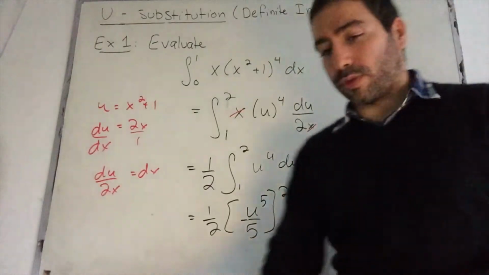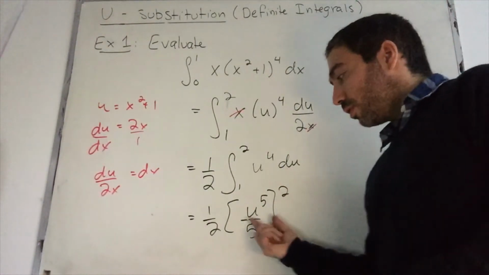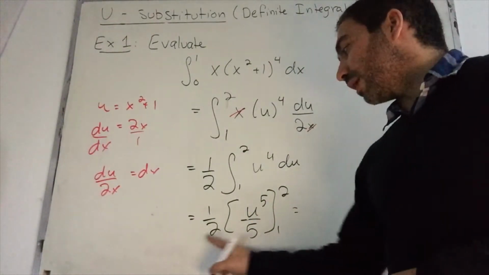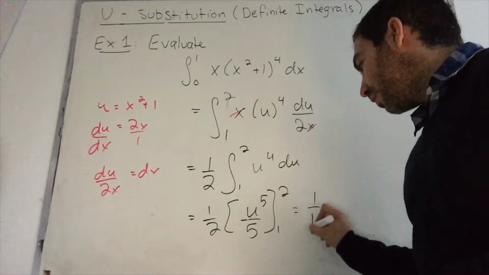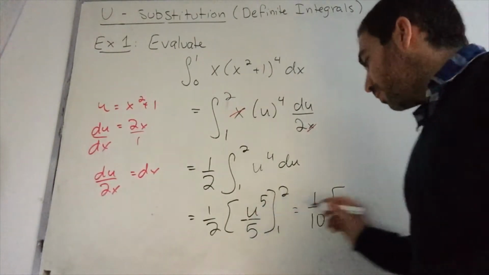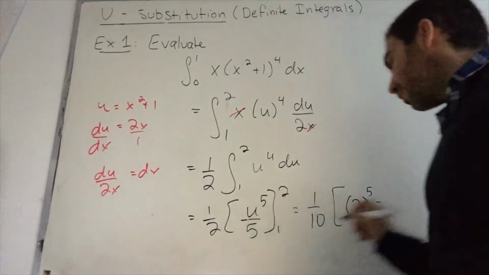So I'm going to keep it as 1 and 2, and I'm going to substitute my boundaries, which are expressed in terms of u, at this stage now. So the 1/2, maybe the 1/5, I could pull it out at the same time, giving me 1/10 on the outside. And we're going to apply FTC part 2, where we substitute 2 in the u, so 2 to the 5, minus the lower bound, 1 to the 5.